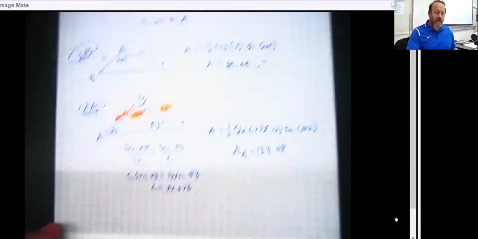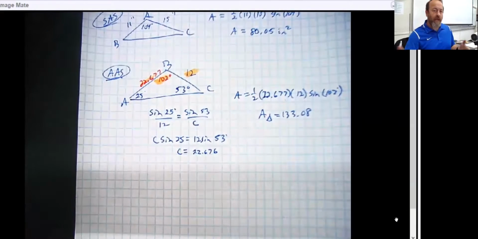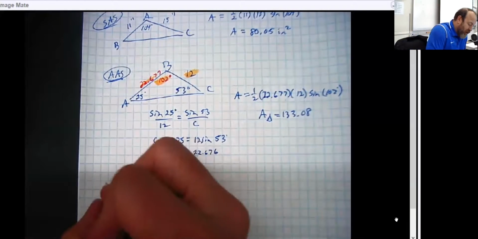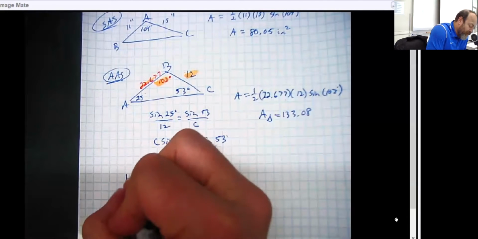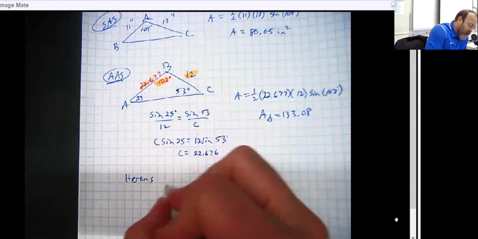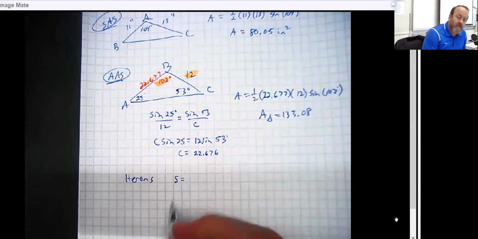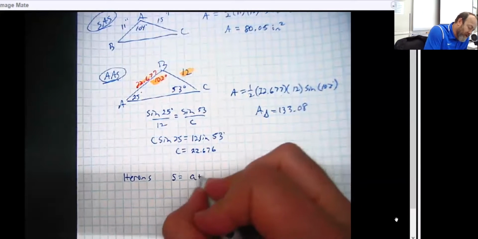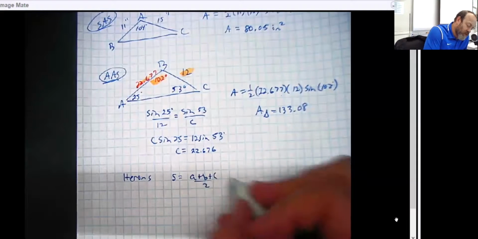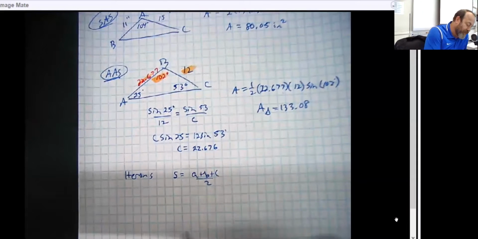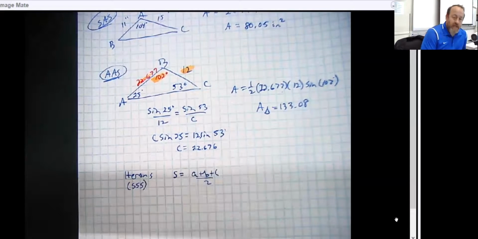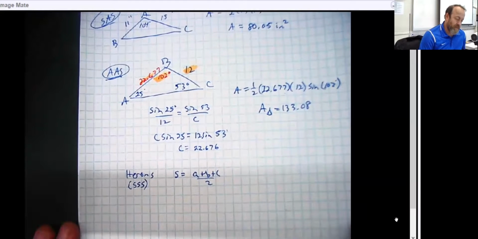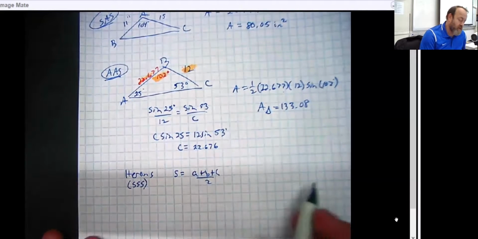Now, as it turns out, there's one other formula that we have. It's called Hero's formula, or sometimes known as Heron's formula. It's a special formula that uses this letter S, which is A plus B plus C divided by 2, which is called the semi-perimeter. And it's only used for side-side-side triangles. So it's very limited. There's only certain ways that we would use this.